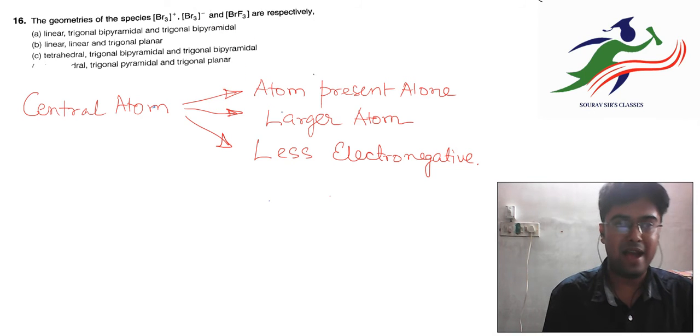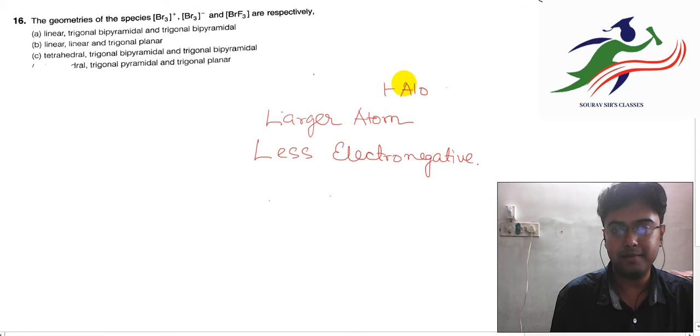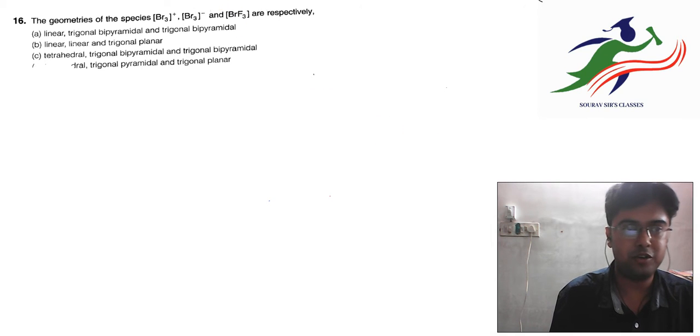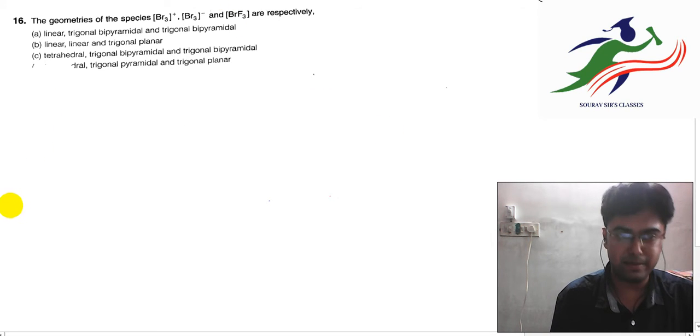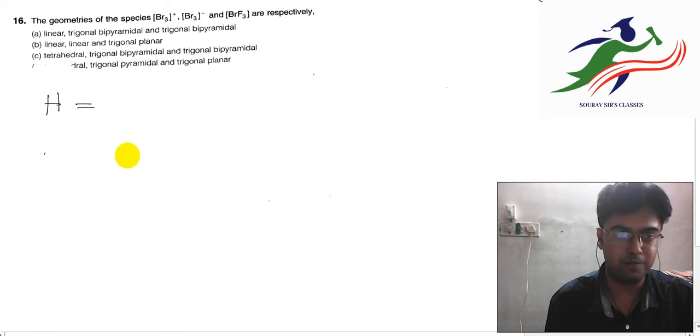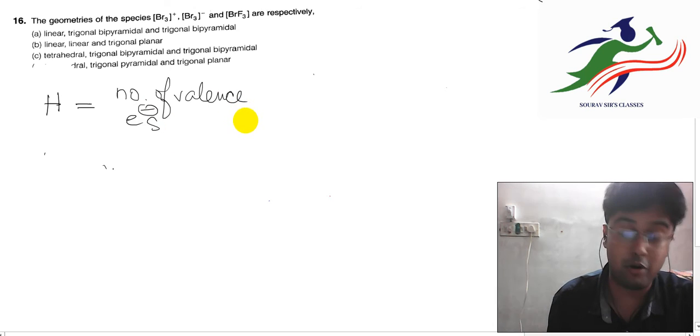After one has ascertained the central atom, this is a formula which he or she should be applying. This is a simple technique that I'm teaching you. You have to find out the value of H. This will help you to find out the hybridization of a molecule. For this, you need to calculate the number of valence electrons possessed by the central atom. So first and foremost, you need to ascertain the central atom.